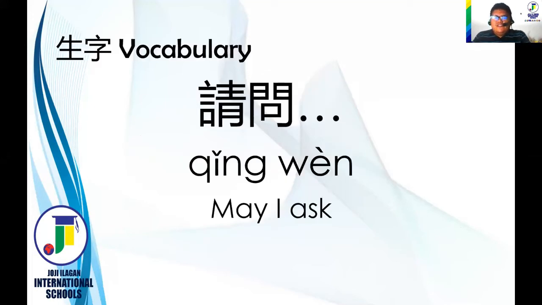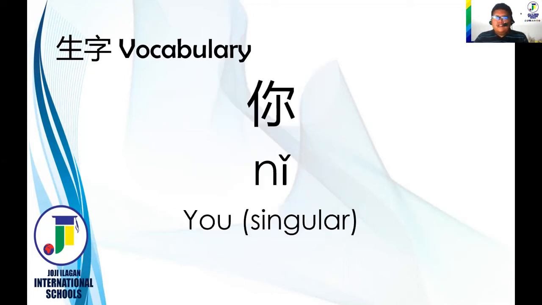Starting off with 请问. This means may I ask or can I ask something? It is part of a sentence when you want to ask something or when you want to excuse yourself to someone else. You say 请问, may I ask? Next is the singular form of the second person pronoun, 你, that means you.